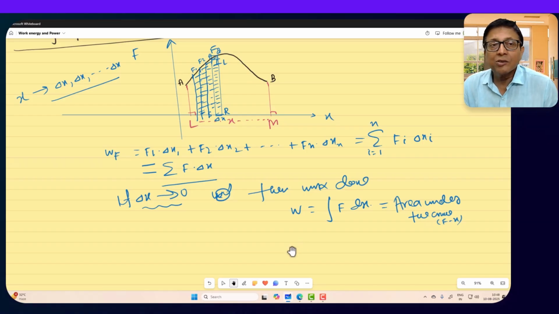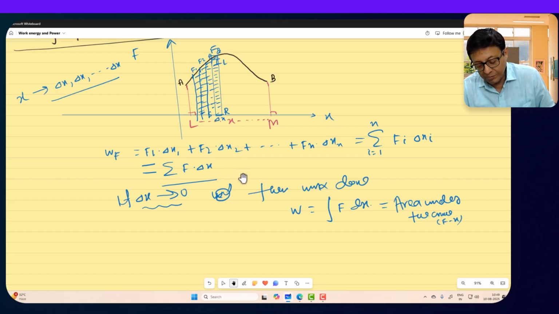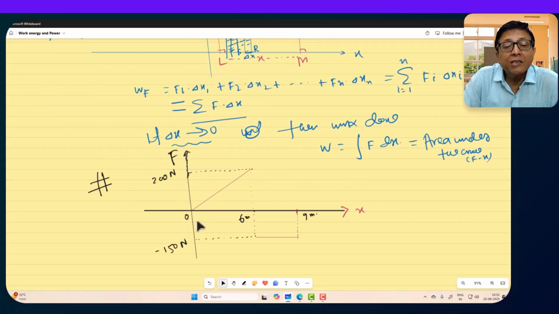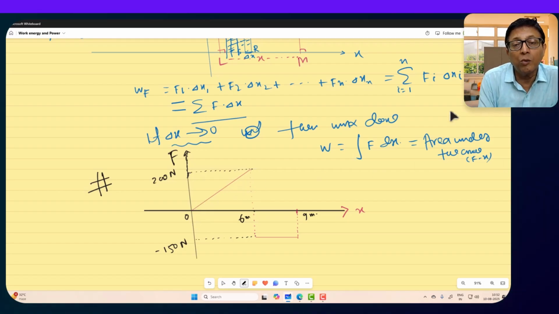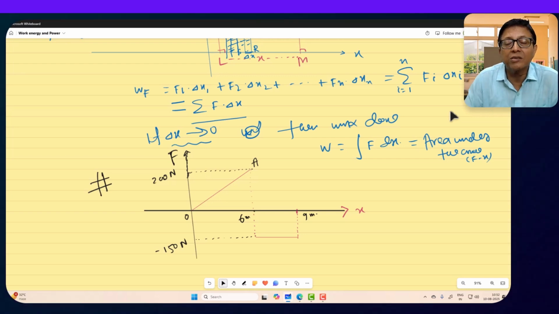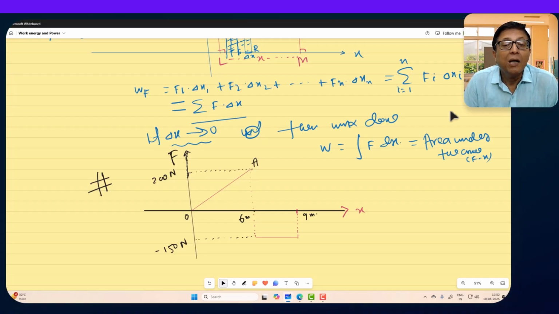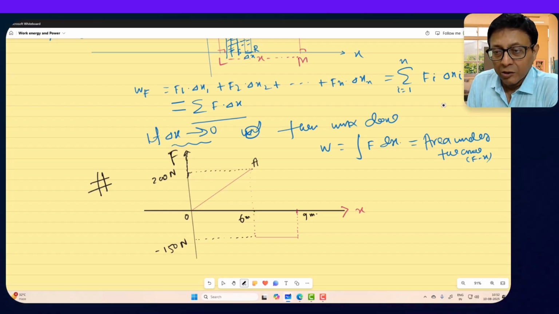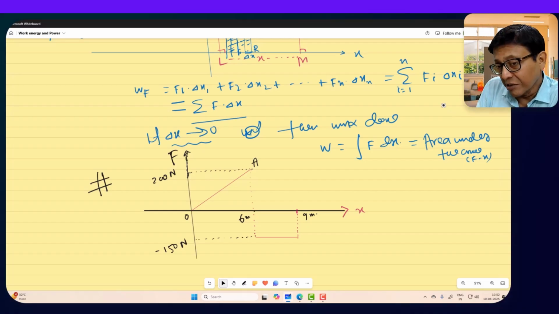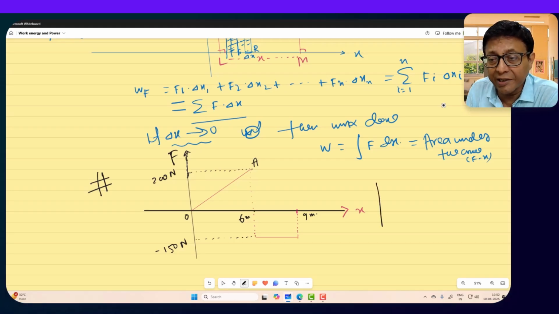Let us apply it in solving a very interesting problem. For this example, force is changing from O to A, 200 Newton maximum, variable force. But here it is constant. And below, negative, I mean, opposite to the direction of displacement. How to calculate work done in this case?